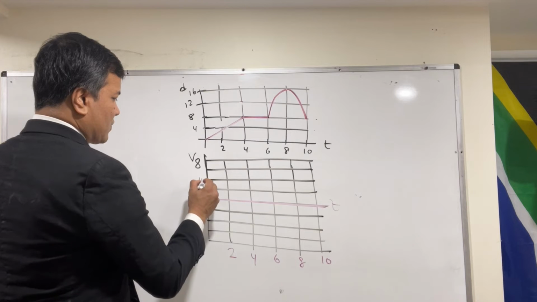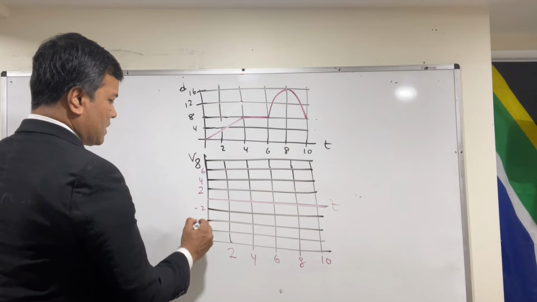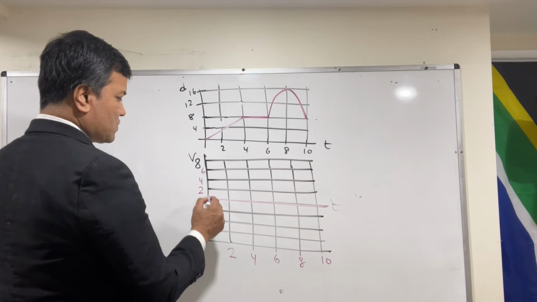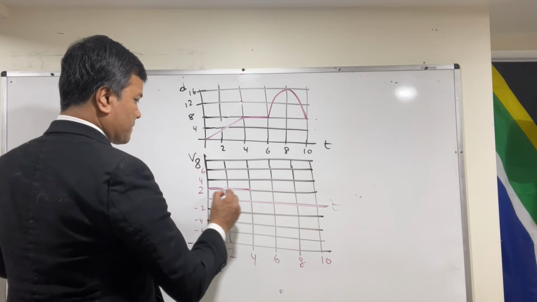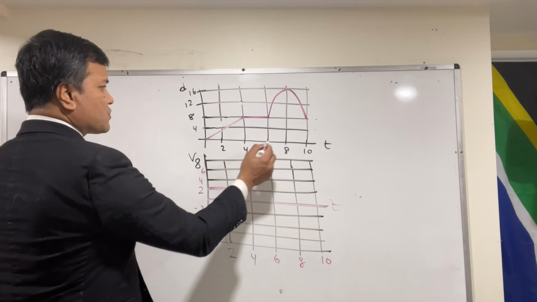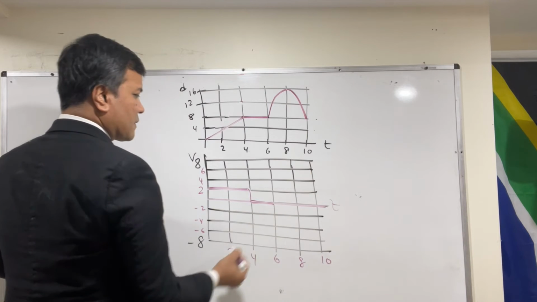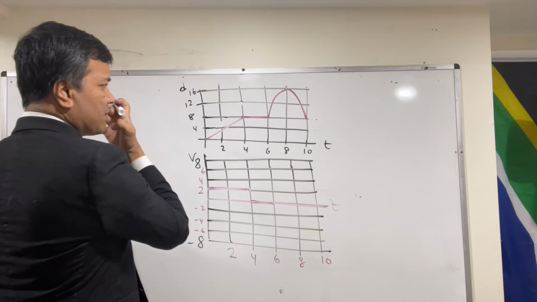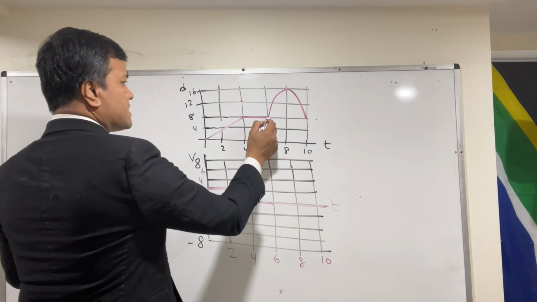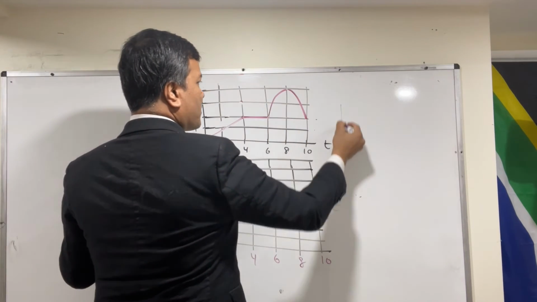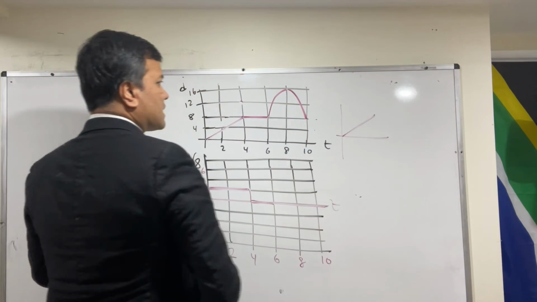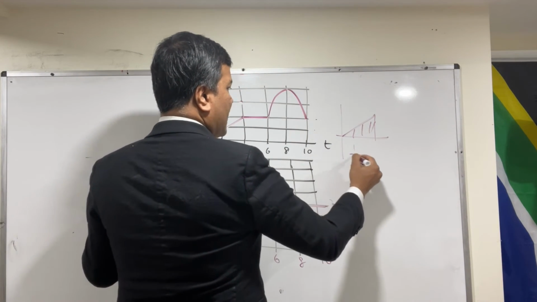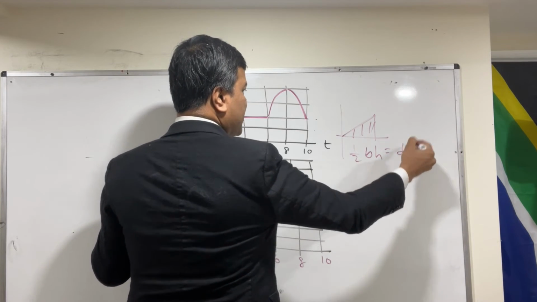Of course, this is 4, this is 6, this is 8, this is -2, -4, -6, -8. So from 0 to 4 is 2 meters per second. From 4 to 6 is 0 meters per second. All right, and what is the velocity over here? This is a parabola, so a parabola will become what? A triangle.